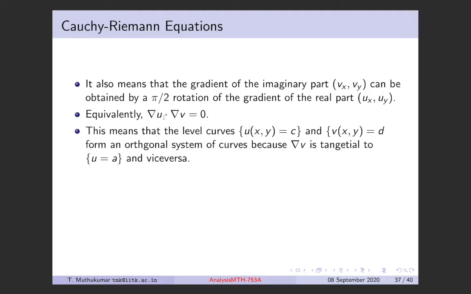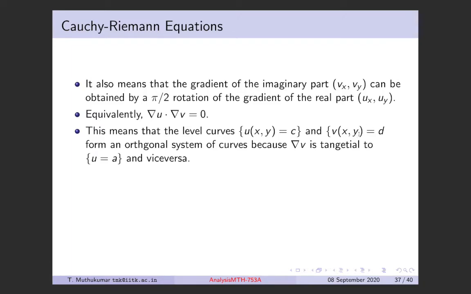And we already know that gradient of v is orthogonal to gradient of u, which means gradient of v should be tangential to this level curve. Sorry, this should be u equal to c here. That's a typo. So grad v is tangential to u equal to c. Similarly, if you do this for v, you get that grad u is tangential to this level curve.